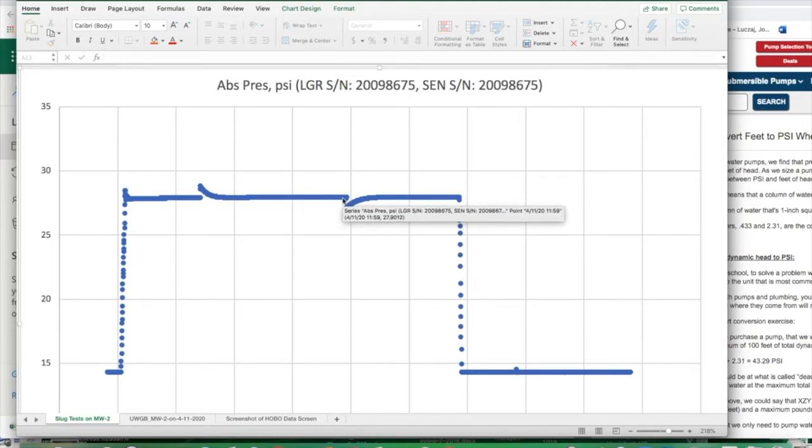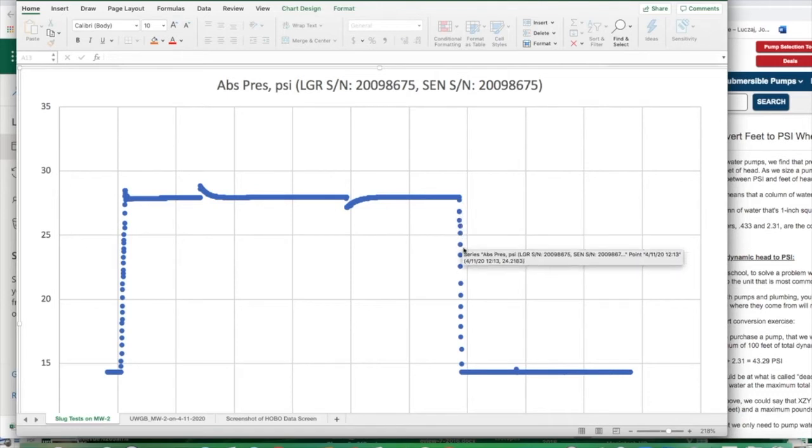I fiddled around a little bit with the ropes. Then I pulled the slug out, lowering the pressure that the pressure transducer was recording. And then as the water level in the well came back up, it reached a new equilibrium. And then after some point in time, I pulled the data logger out of the well, and then it was recording atmospheric pressure again after that. And this is the point where I got home and turned it off.